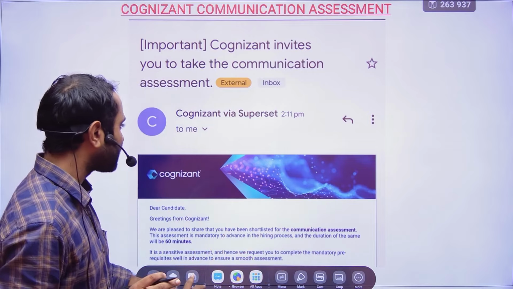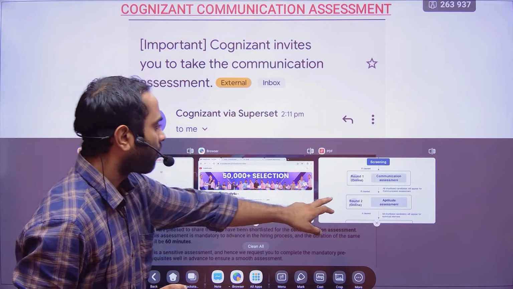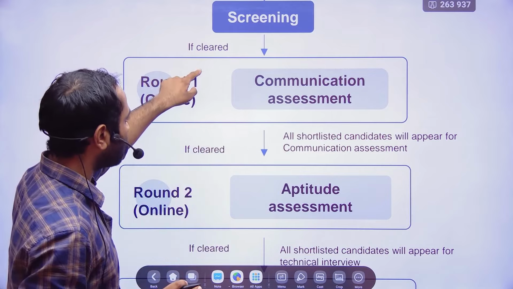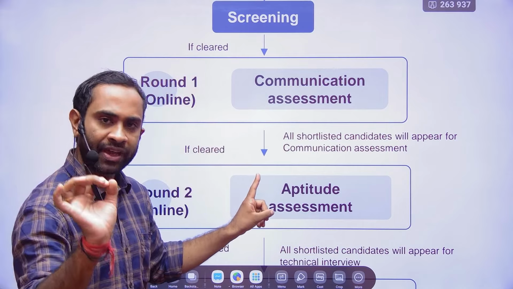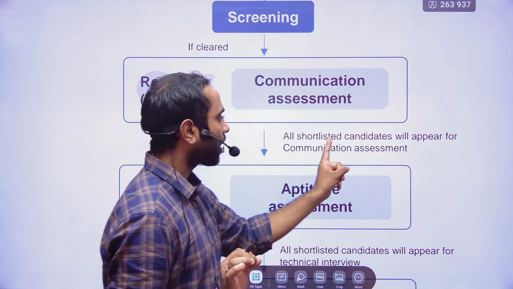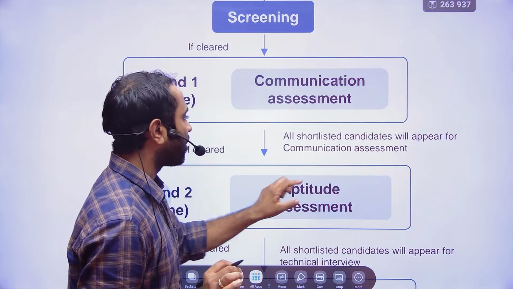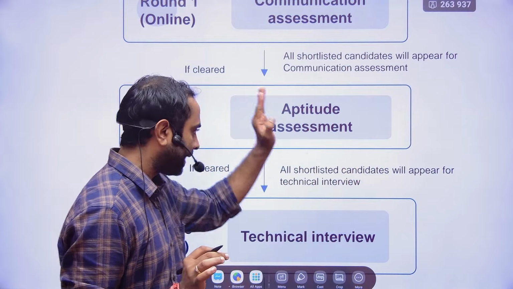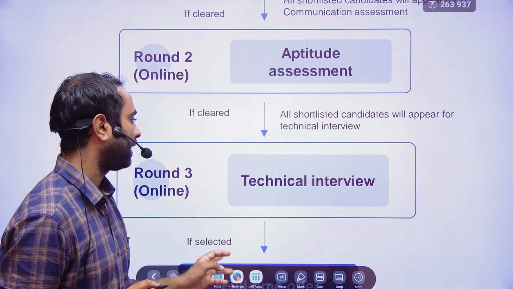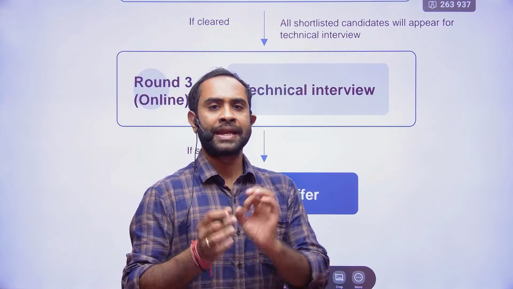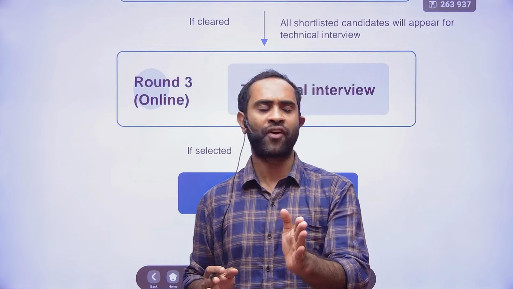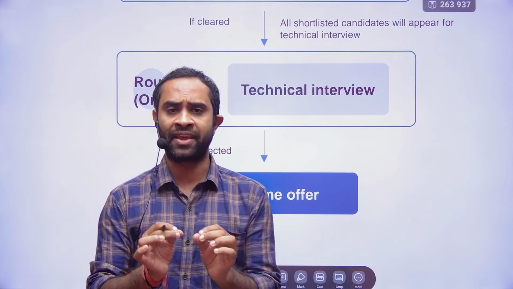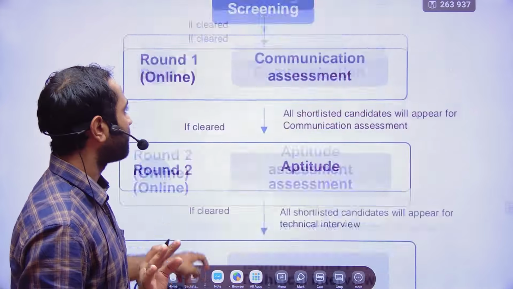Now friends, the first thing I wanted to tell you: for this particular hiring, Cognizant has only 3 rounds. The first round is your communication round. If cleared, that means it is very clear, it is an elimination round. All shortlisted candidates will appear for the communication round. The second one will be the aptitude assessment, right? All shortlisted candidates in the aptitude assessment will go for the technical interview, and if you are selected in the technical interview, then you will be offered the letter of intent, a full-time offer. So basically only 3 rounds are going to take place in this particular Cognizant hiring. So that is clear to you.